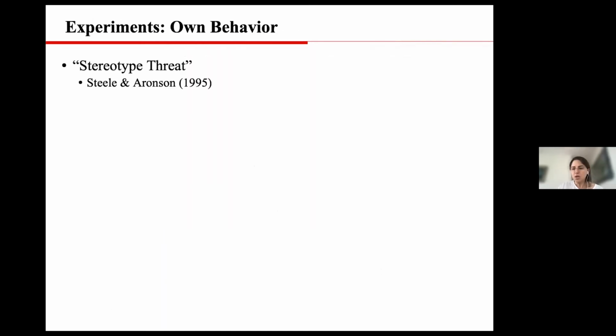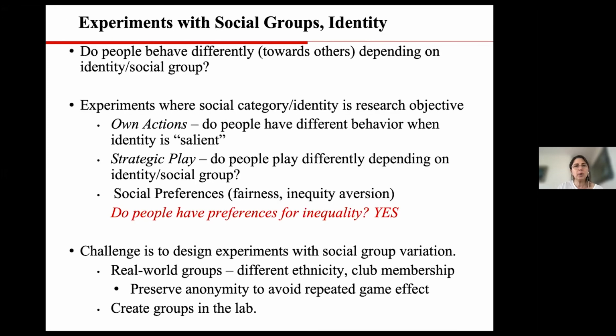Okay, so going back to here, this is the order that we're going to go into. I'm going to first just give you a sense of some experiments that affect people's own actions. These are very brief. Then I'm going to give you a sense of how experiments where people are in different groups affect strategic play. And then most of the time, I'm going to be talking about these social preferences experiments. Okay, so that's what I'm going to be doing.